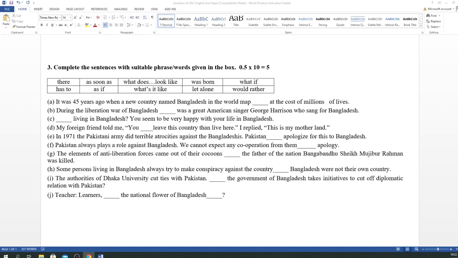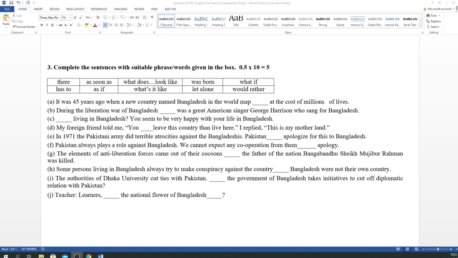You are absolutely correct. Pakistan always plays a role against Bangladesh. We cannot expect any cooperation from them, let alone apology. My dear students, I'm going to tell you the answer. Actually, I don't want to waste a single minute today. Actually, I want you to learn important phrases and words. Today, I will mainly focus on the usage of different phrases and words.